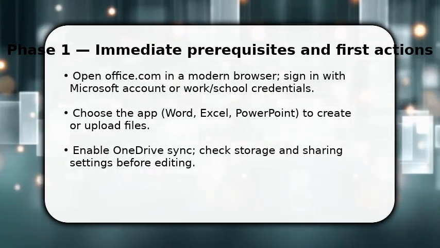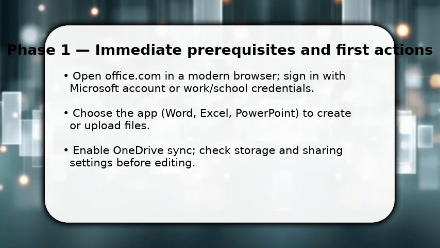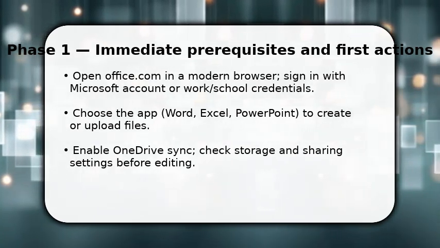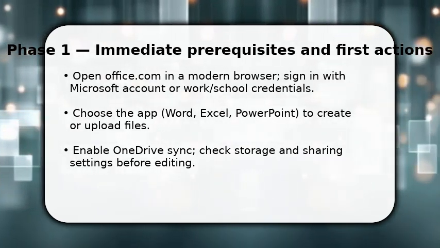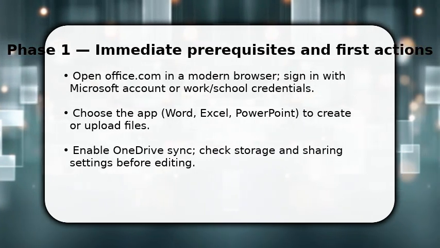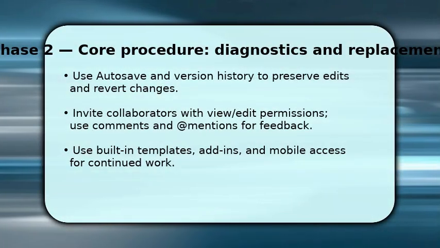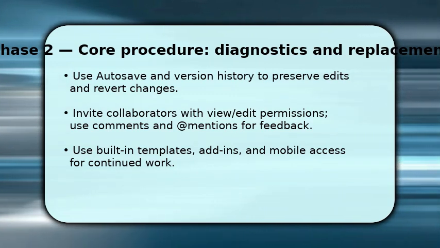This prevents lost work. You'll notice app tabs and the quick access toolbar. Use them to jump between common commands quickly. Now you edit actively. Type, format, and use built-in templates to speed tasks. You should rely on autosave, it keeps live changes, and check version history to restore earlier drafts if needed.